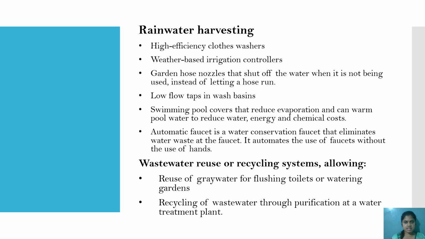Rainwater harvesting, high efficiency clothes washers and weather based irrigation controls, garden hose nozzles that shut off the water when it is not being used, low flow taps in wash basins, swimming pool covers that reduce evaporation and can warm pool water. Automatic faucet is a water conservation faucet that eliminates water waste at the faucet. It automates the use of the faucet without the use of hands.